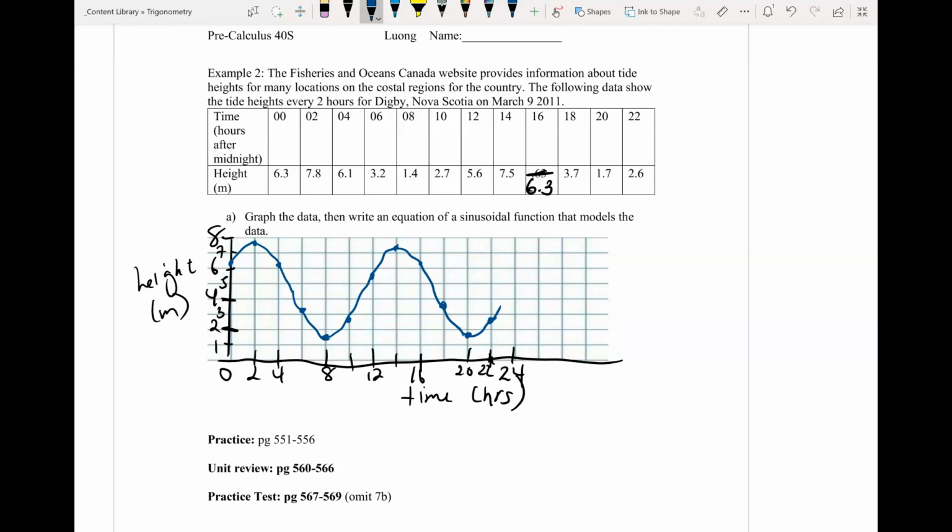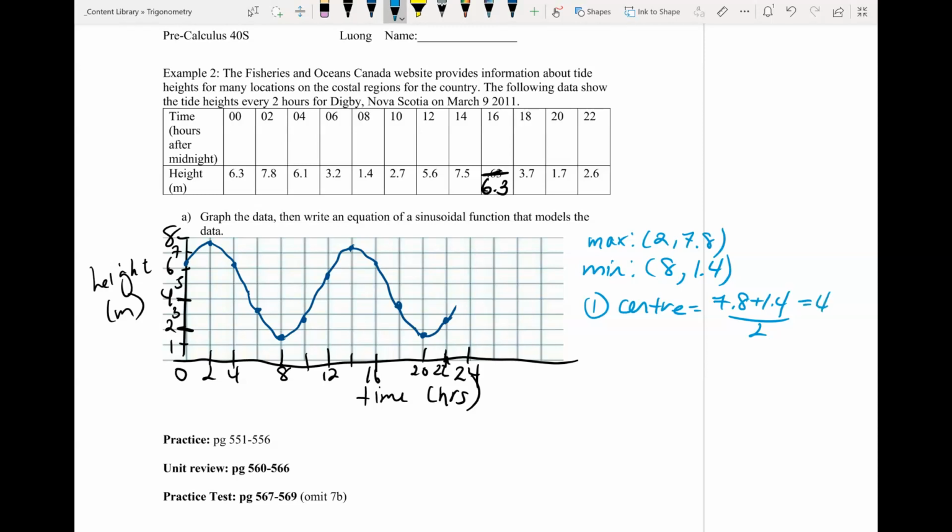Now we're going to see what our equation is going to look like. So we're going to have to find a middle point. First, I'm going to state what our max and min are. So we have a max at 2, 7.8. So I'm just going to use that point to help us for our max. Our min is 8, 1.4. So the first thing I'm going to do is look for our center, or our midline. We're going to take our max plus the min, divide it by 2, kind of find the average between the two. That's going to be 4.6. So that can be our center, our midline.